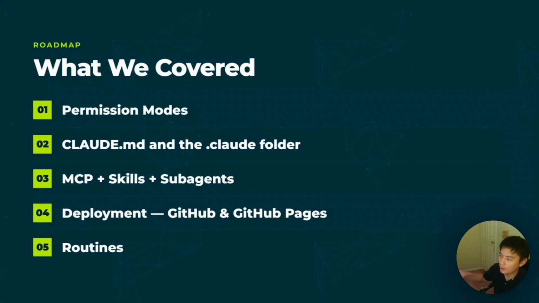We talked about how we can structure our folders and files, how the Cloud MD makes it easier for Cloud to navigate your projects, and how you can put all your project configuration in the .Cloud. We talked about ways on how we can combine our MCPs and skills and sub agents together. We talked about how we can actually deploy to GitHub and to eventually GitHub pages. And then we talked about how we can use routines where we can connect to our GitHub repository in order to run these type of schedules or tasks without our computer necessarily being on.